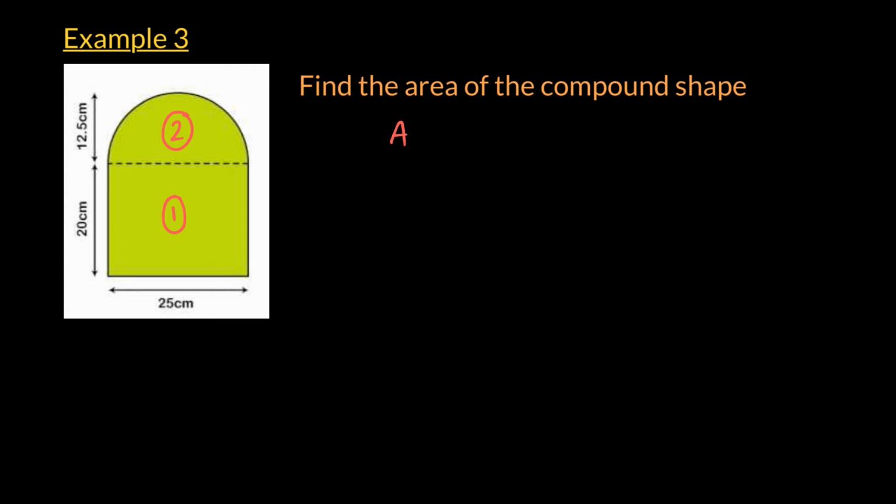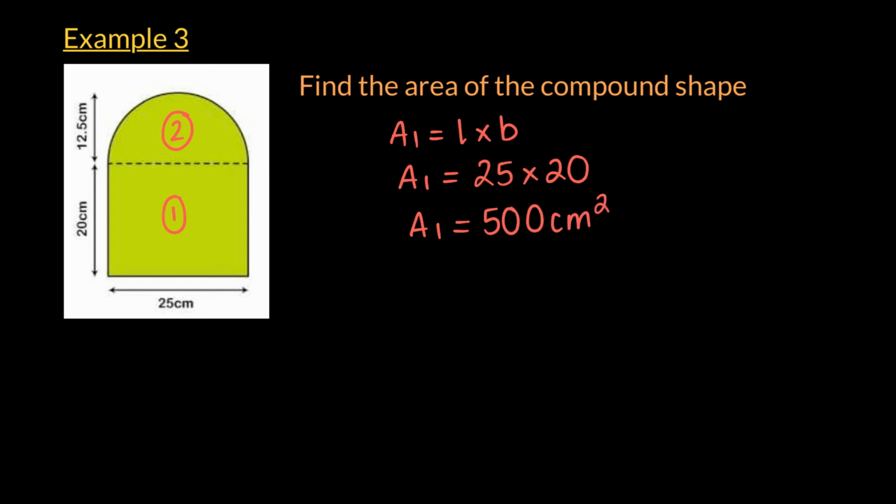And thankfully, we know how to find the area of both of these shapes. So area 1, which is the area of our rectangle, is length times breadth. The length is 25 and the breadth is 20. And we multiply them together. Area 1 is 500 square centimetres. Then for area 2, that's the area of our semicircle. Our formula is pi times the radius squared.